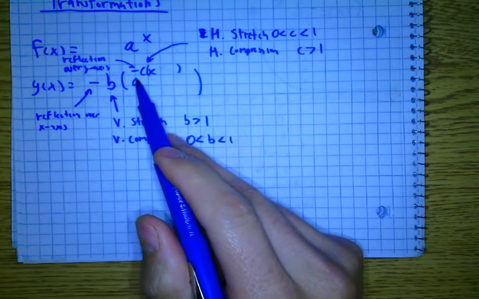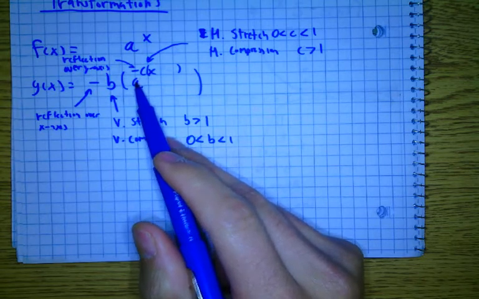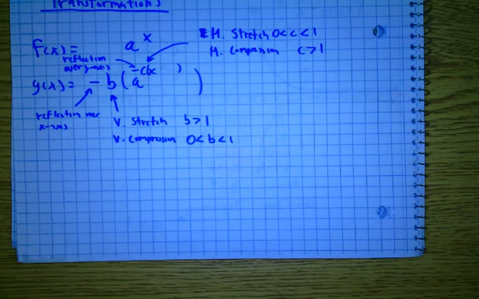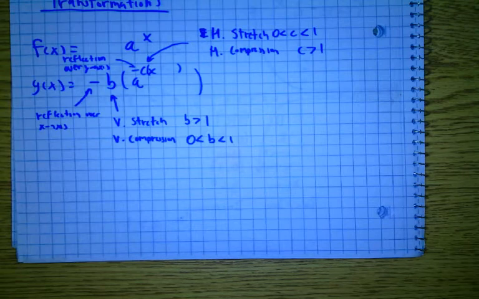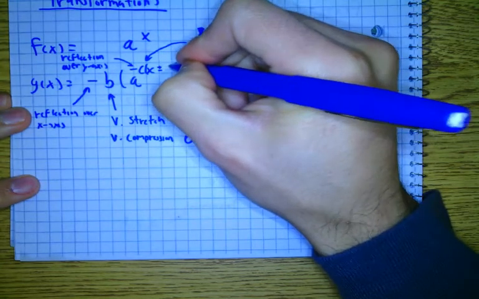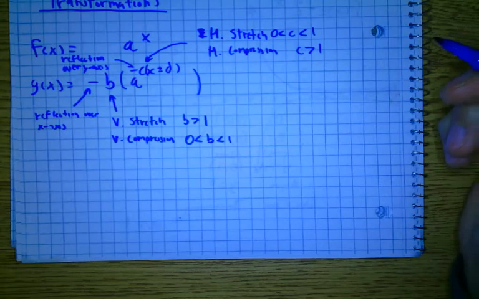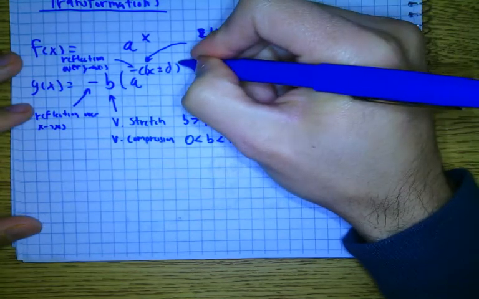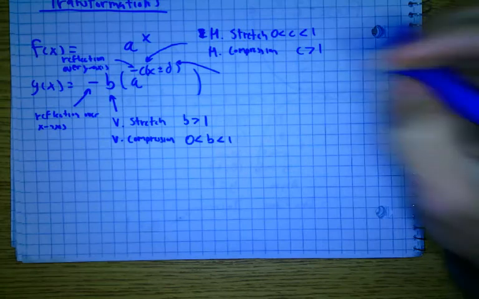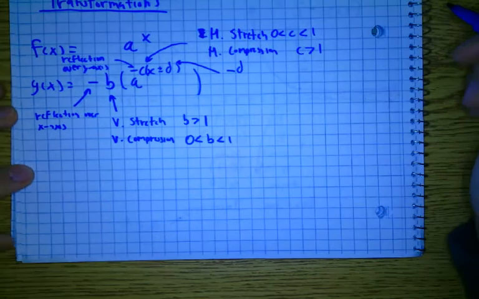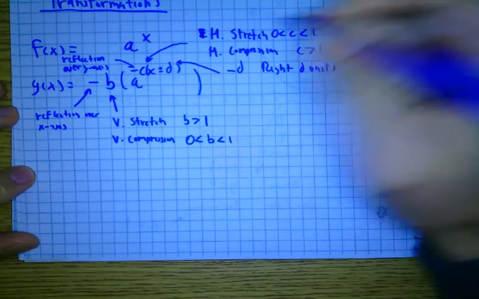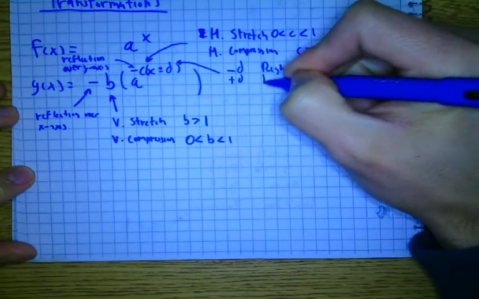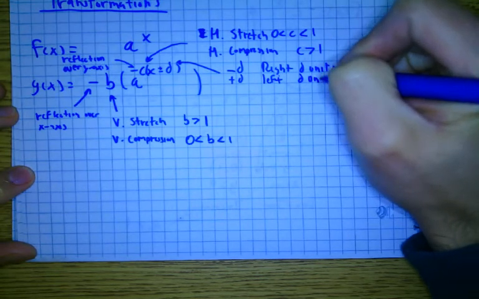Cool. So you add or subtract on the inside. So in this case, because we're dealing with an exponential, you would either add or subtract a number inside the exponent. So in this case, I'm going to use that with the variable d. So what happens if it's negative d? It goes to the right d units. And if it's positive d, it will go to the left d units. Cool?